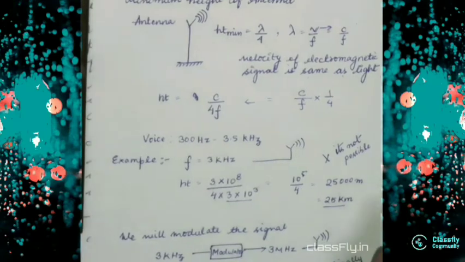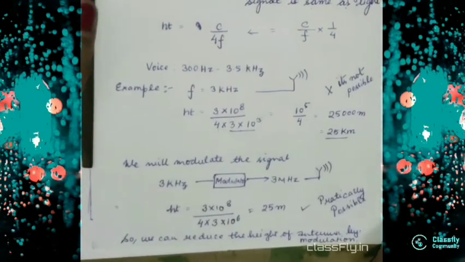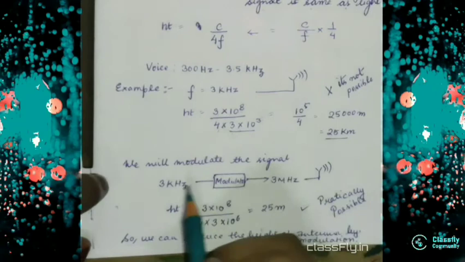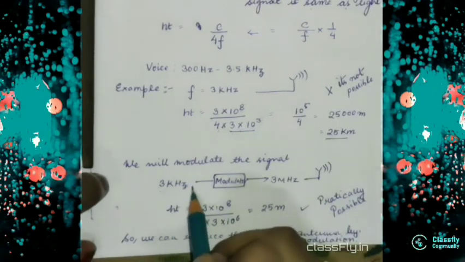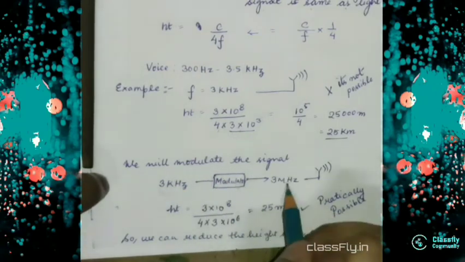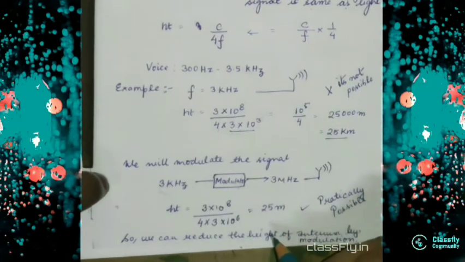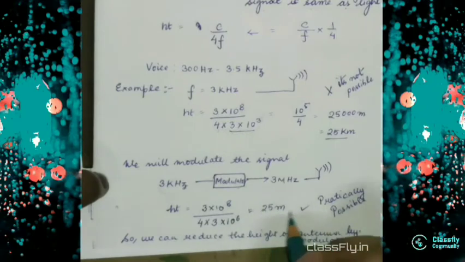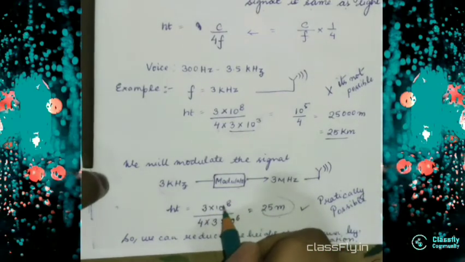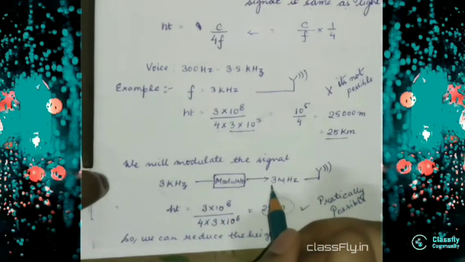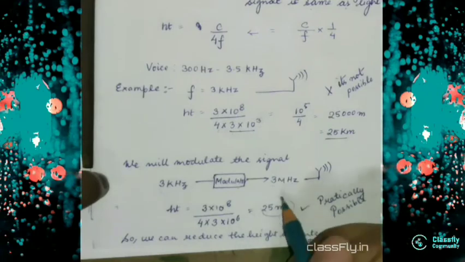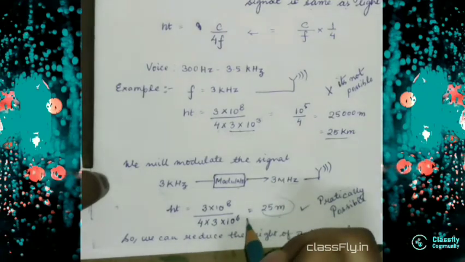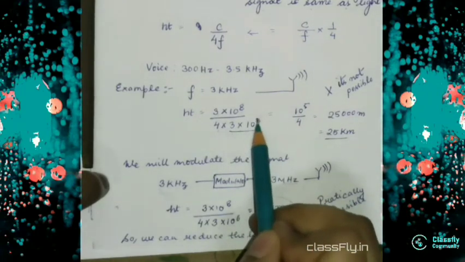So for this we need modulation. So we will modulate the signal. I will change this 3 kilohertz with modulation to 3 megahertz. So when I do this, I get 25 meters. When I solve, 3 into 10 to the power 8 is the speed of light, and 3 into 10 to the power 6 is 3 megahertz. Okay, 3 into 10 to the power 6, and 3 into 10 to the power 3 is a kilohertz.